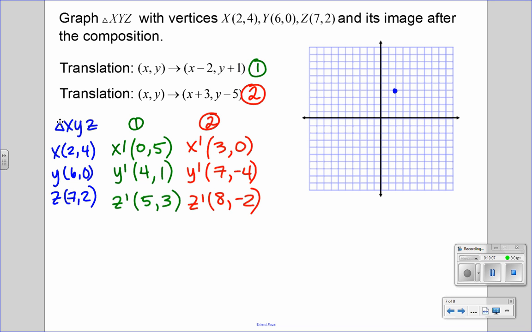Okay, so now we're going to graph the pre-image and the image. That's X, that's Y, and that's Z. So there's our pre-image, and then our image. That's our X, our Y, and our Z. And we have graphed our composition, and we can see that we've translated this twice.